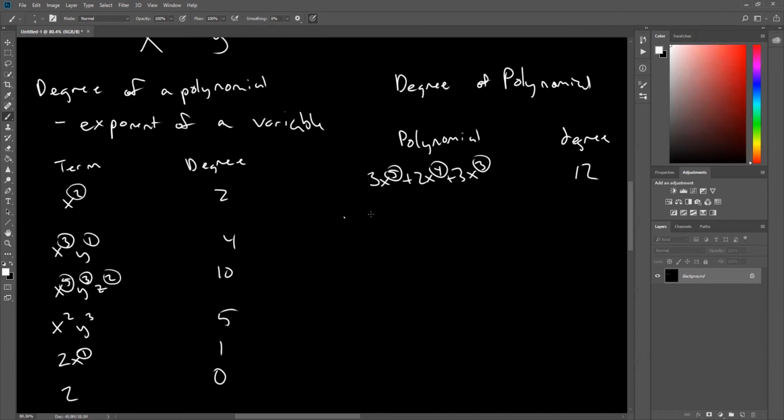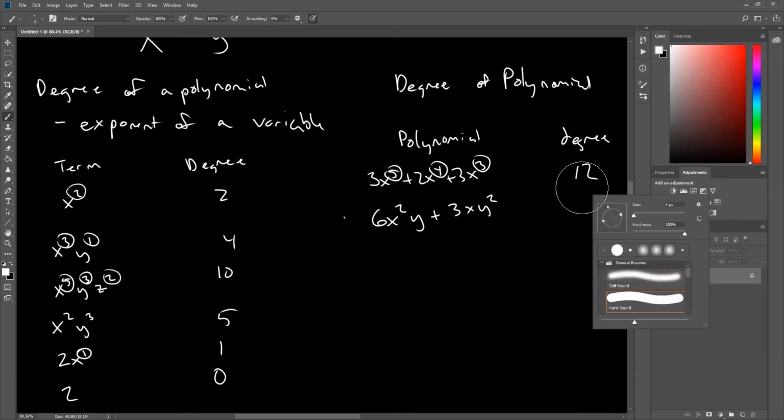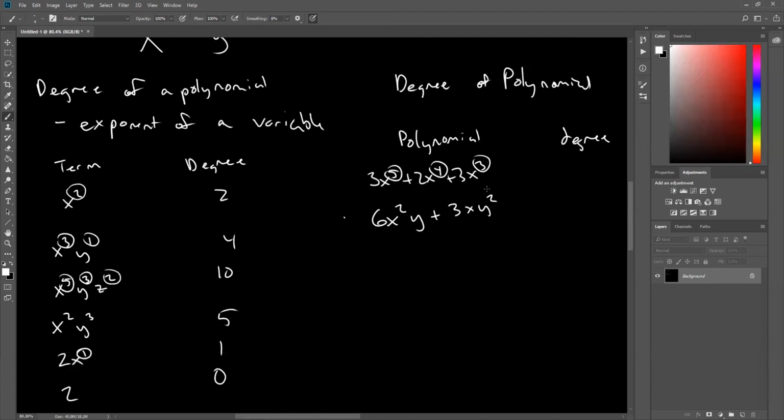So what would the degree of this be? Oh, wait. Hold on. Wait, my bad. Sorry, ignore that. The degree of a polynomial is actually the largest term. Yeah, sorry, I was a little confused. So this would be 5. So what would the degree of 6x squared y plus 3xy squared be?